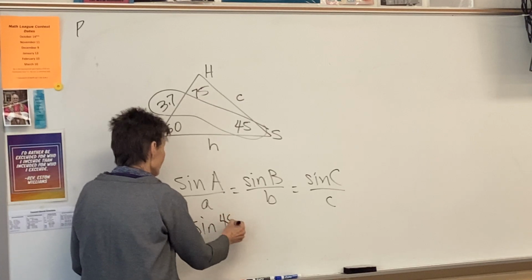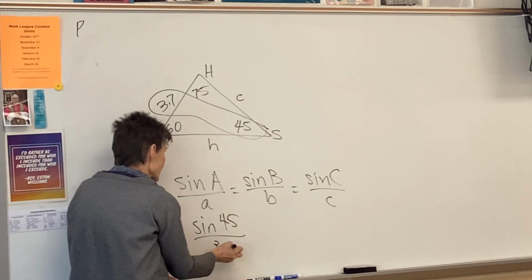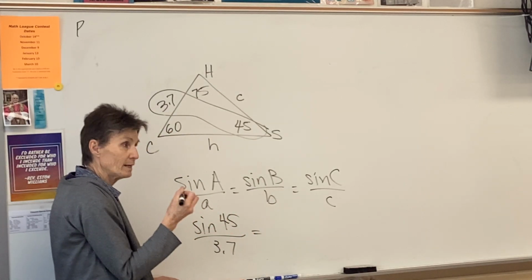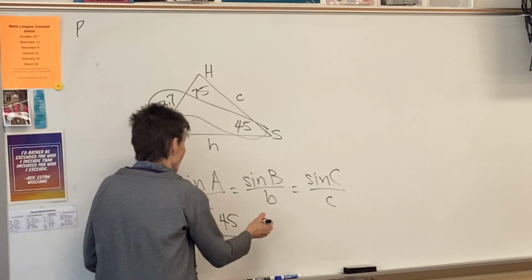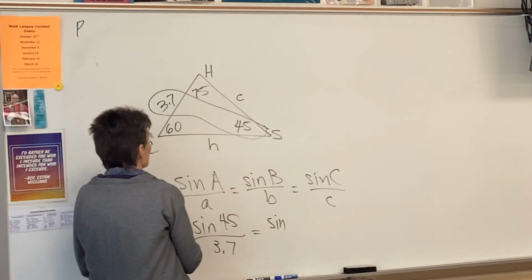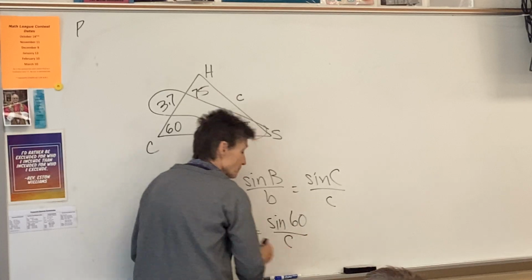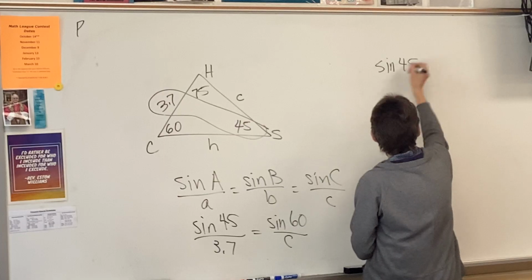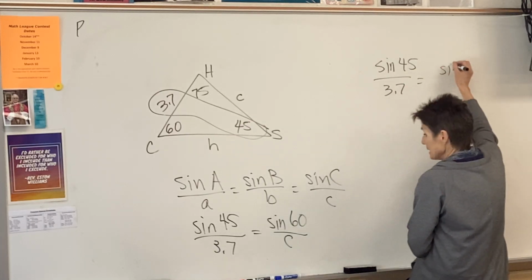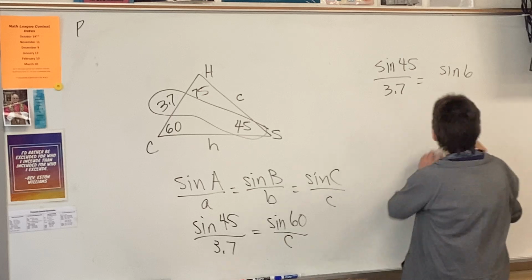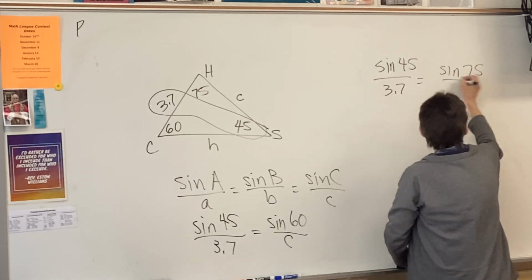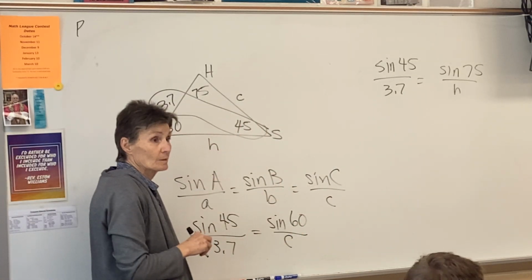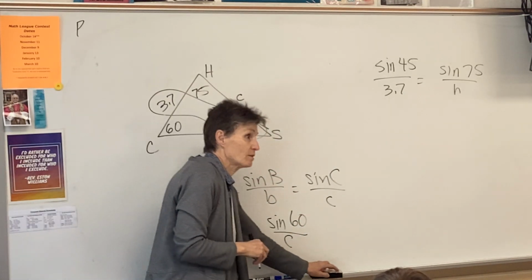Sine 45 over 3.7 equals, now pick one, it doesn't matter, pick either one, so sine what? 60. 60 over C. Somebody else might have thought sine 45 over 3.7 equals sine, not sine 60, sine 75 over H. Is that okay with everybody? Both of those are okay? Yeah. And as it turns out, we need to solve both of them.